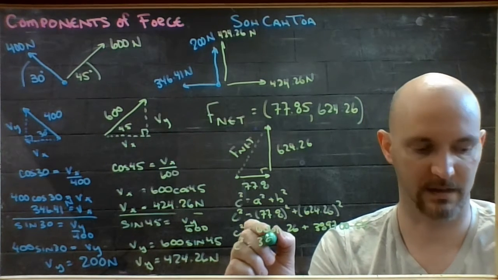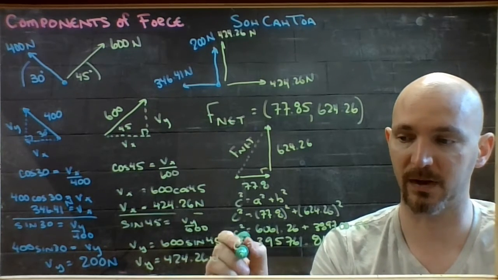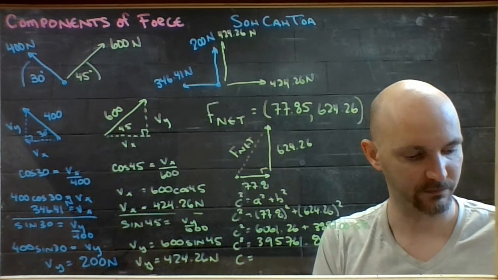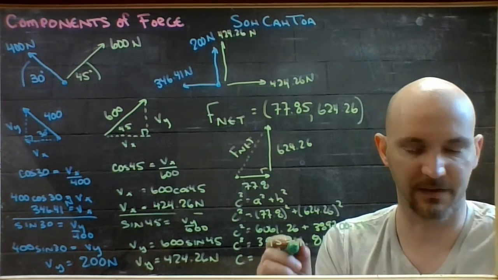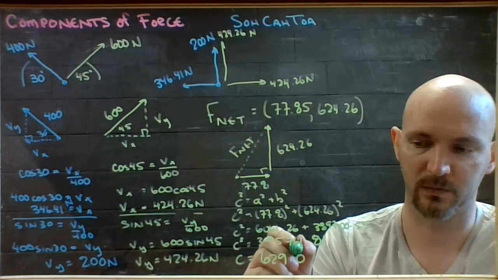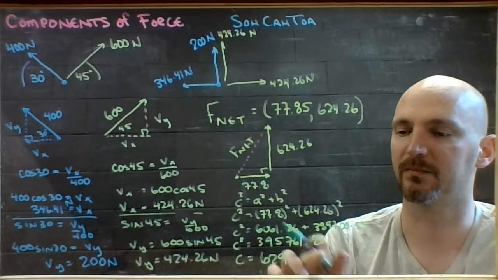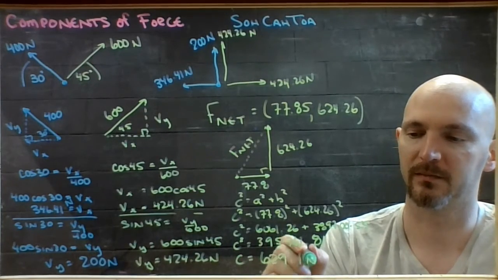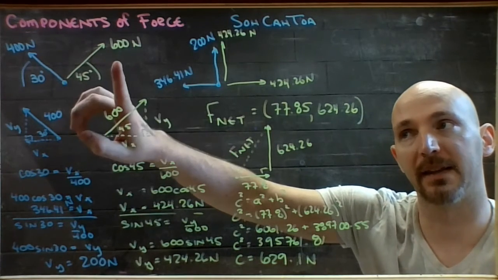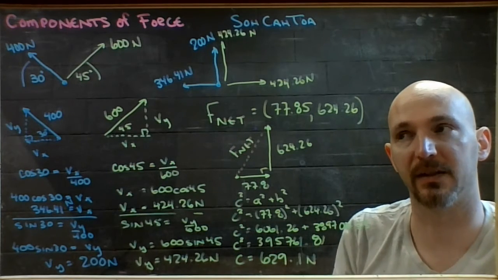All right, if I add those together, I get 39561.81, and square root to get my c. I get 629.0. Now that rounds to 629.1. So if I take this 400 Newton force and I add this 600 Newton force together, what I end up with is a force of 629 Newtons.